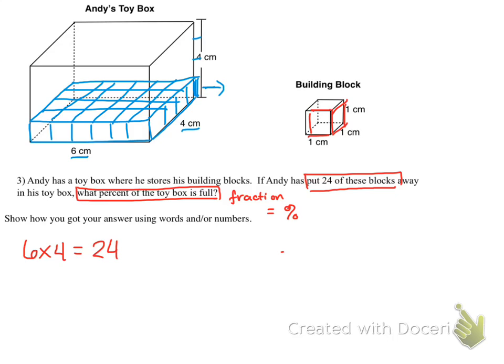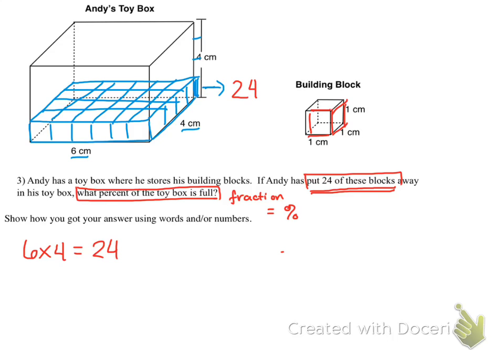I'm going to go back and reread this. Remember, this is a loop. You're always going back and reading as you're working. It says that he puts 24, hey, look, it says that he puts 24 blocks away, and I just drew 24 blocks. It looks like he fits 24 blocks in one layer.